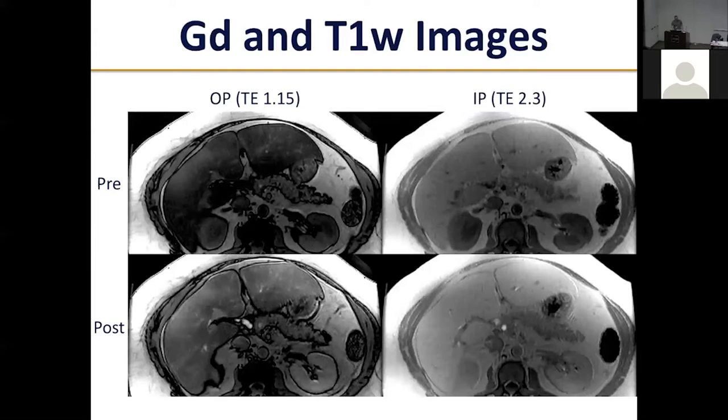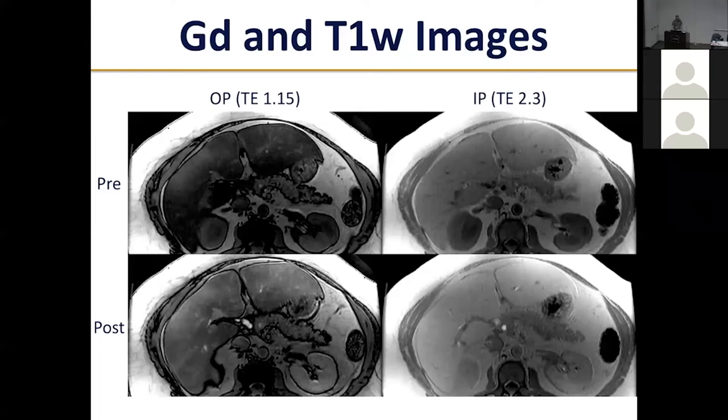What I want to draw your attention to now is the liver and the fat. So notice that pre-contrast, the liver is bright, but it's not as bright as the fat. So the liver is clearly darker than the adipose tissue. After we give contrast, notice that the liver becomes almost as bright as fat, and it's difficult to actually tell where the liver ends and where the fat begins. So post-contrast, the T1 of the liver shortens to become similar to that of fat.